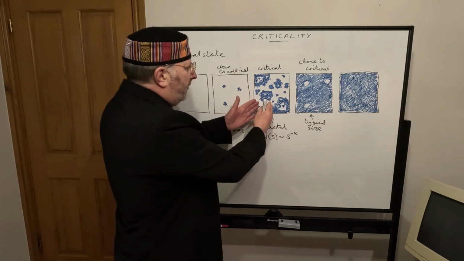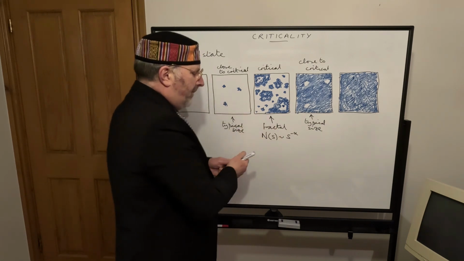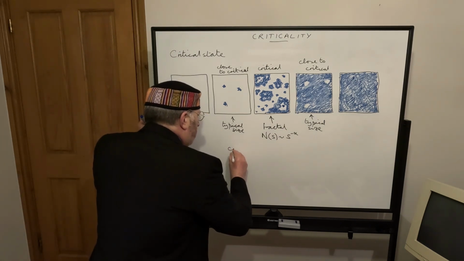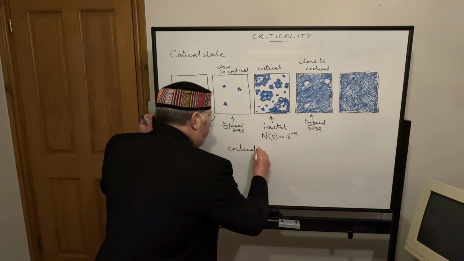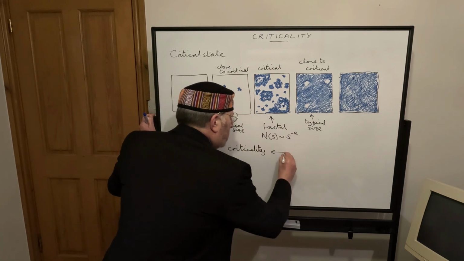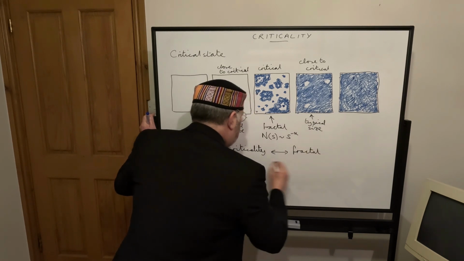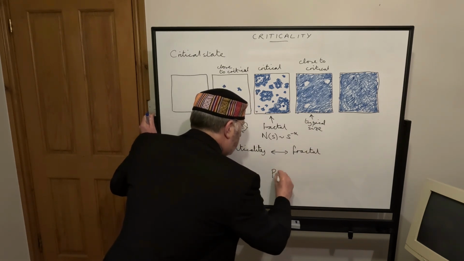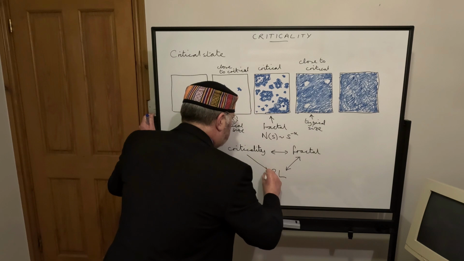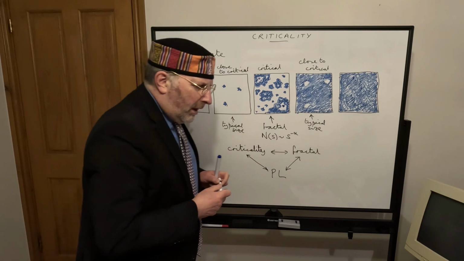So at the critical point, we're getting a fractal and we're getting a power law. So these three things are all related: criticality, fractals and power laws. All those things are related.